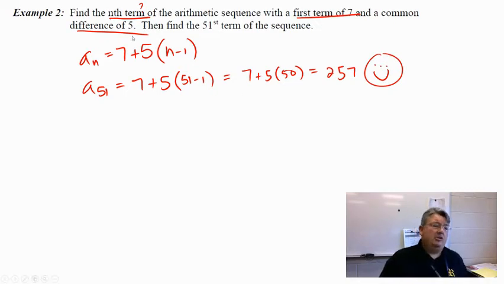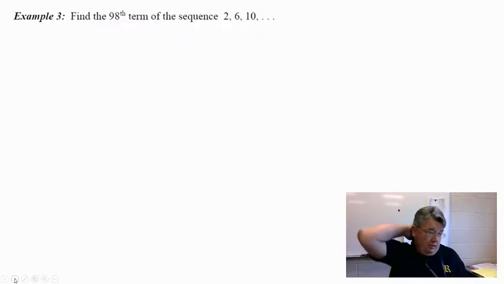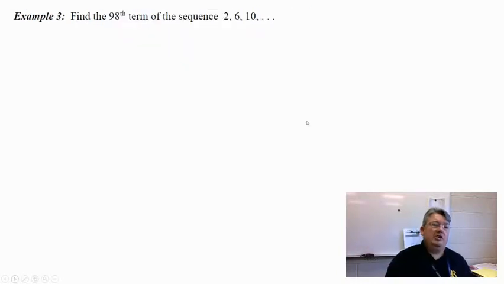So to find an arithmetic sequence, I can use that generic formula that we had up earlier, and to find any value, I can plug the number of the term into the equation. Let's look at some other things. Find the 98th term of this sequence.